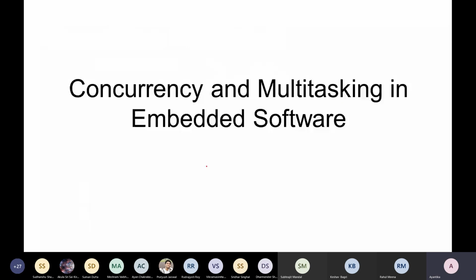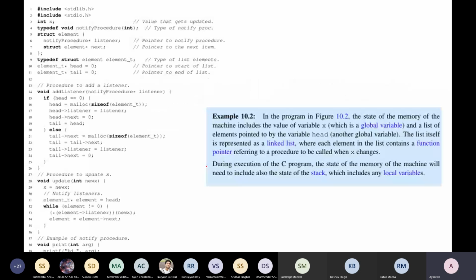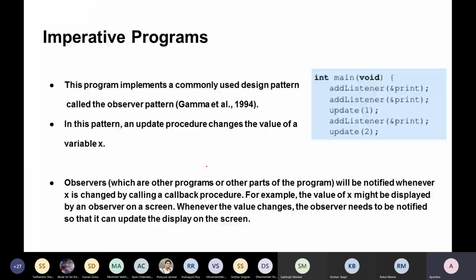Next, we are talking about another typical scenario, another typical caution we should consider whenever we are writing any embedded software. This is another example, you can go through it on your own, but you can see that when you are executing this main program, it is gradually executing these programs. This is one add listener program, update program, and so on.